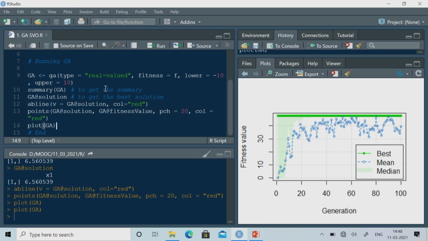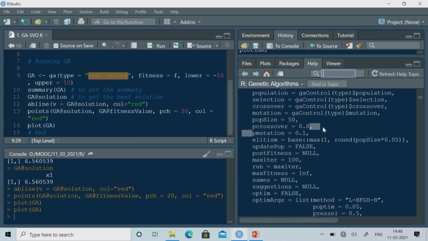As you have seen, we have used the GA function here. Now I can show you. I did not define many parameters here. I have only defined what type of GA I am using. I have used real valued, and the fitness function anyway you have to define, and I am using just upper limit and lower limit.